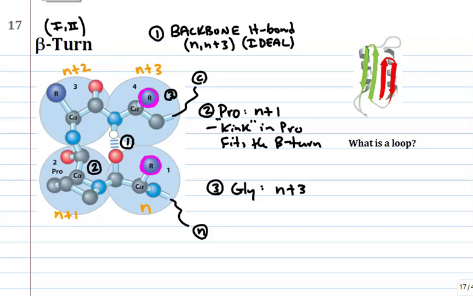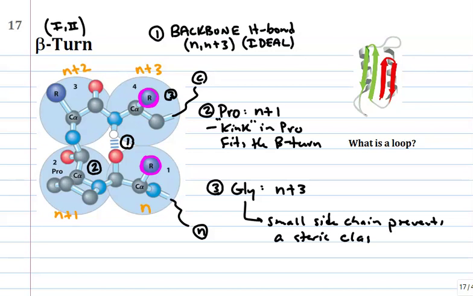So here we go. We know glycine doesn't promote the coil, the alpha helix. It promotes the turn. So the small side chain prevents a steric clash with the side chain in position N.